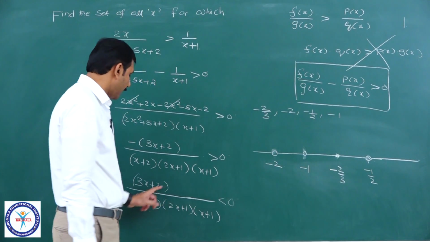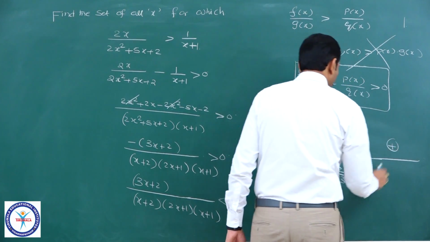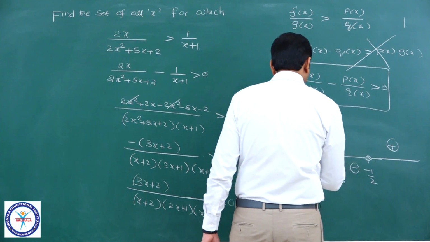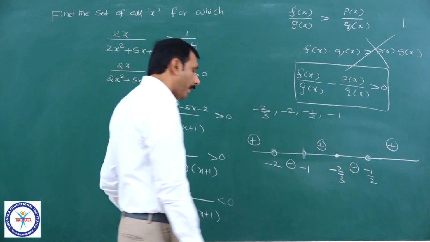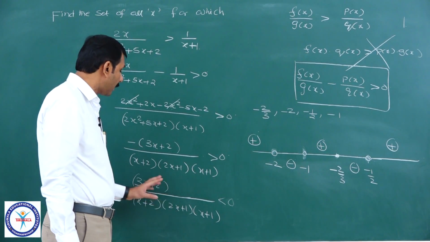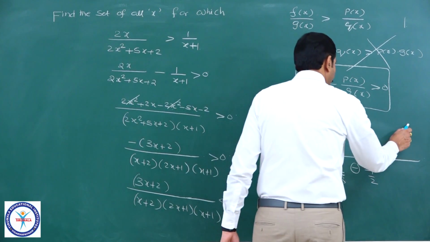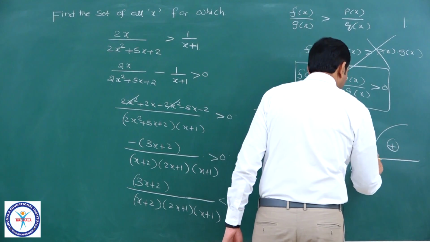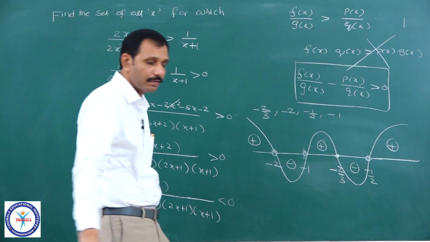Now, because it is of the form x minus alpha, x minus beta, on the extreme right it is positive, followed by negative, next positive, next negative, next positive, because there is no double point here. All powers of all the factors are odd only: 1, 1, 1. The wavy curve starts from here above the real line, and that is the wavy curve.